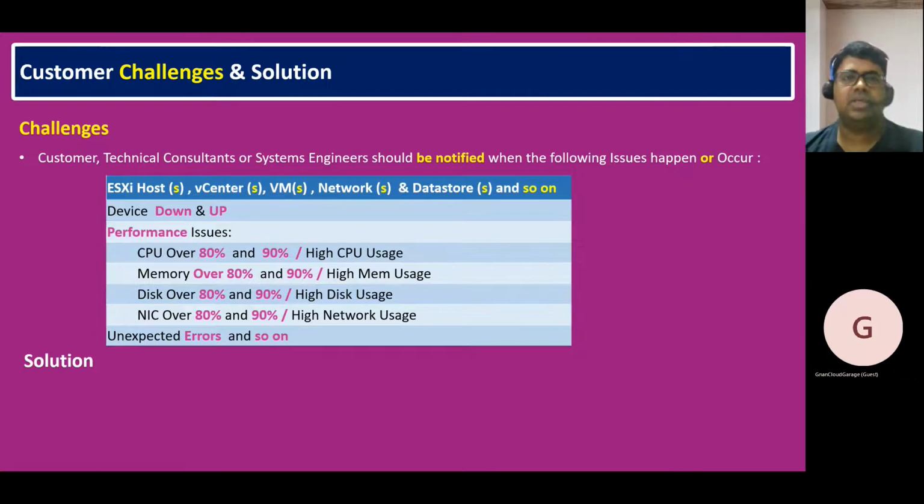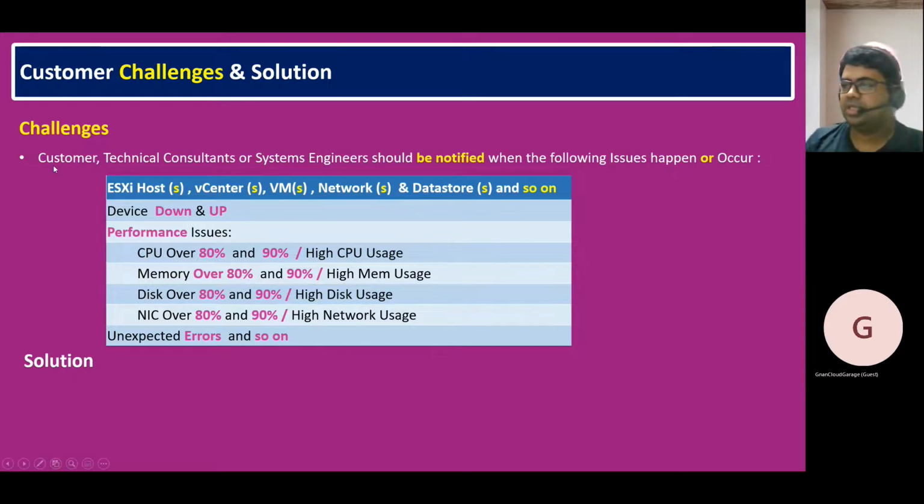But here one challenge is, let's say in our vCenter server we have 200 plus ESXi hosts and 3000 plus virtual machines. There are chances of an ESXi host going down, or a virtual machine having unexpected issues, or we can also have vCenter level performance issues, ESXi host level performance issues, and virtual machine level performance issues. In order to resolve these performance issues and the up and down scenarios, VMware recommends configuring vCenter alarms.